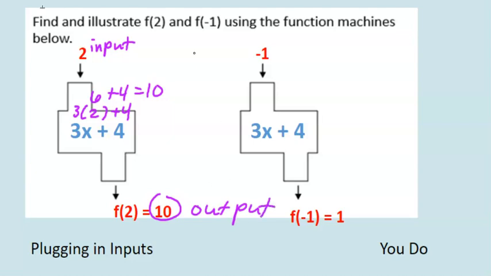So these are the outputs. These are the inputs. If you input a negative 1 into this function, this expression right here, your output would be 1 because 3 times negative 1 plus 4 would give you 1.